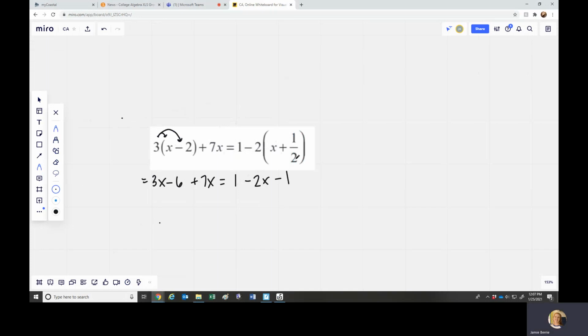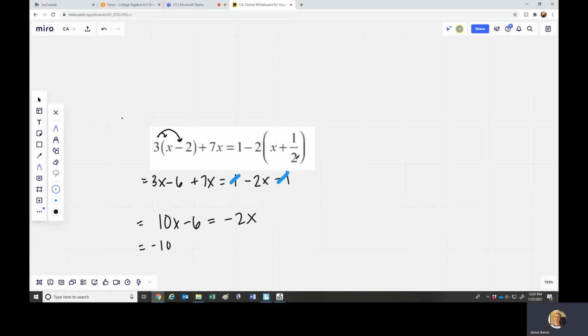All right, so let's simplify the left-hand side, simplify the right-hand side, and then we will see if we can get all of our x's on one side. All right, so 3x plus 7x is 10x. Over here we have 1 minus 1, so those 1's cancel. And you're just left with negative 2x.